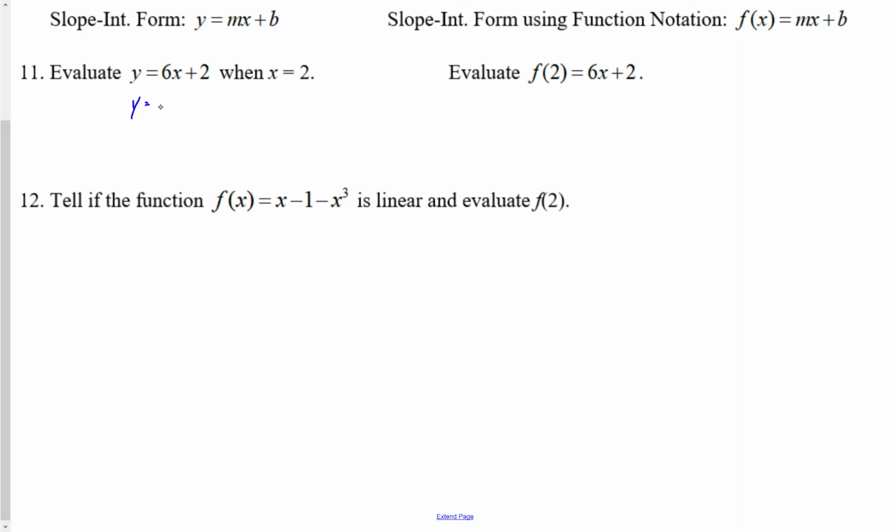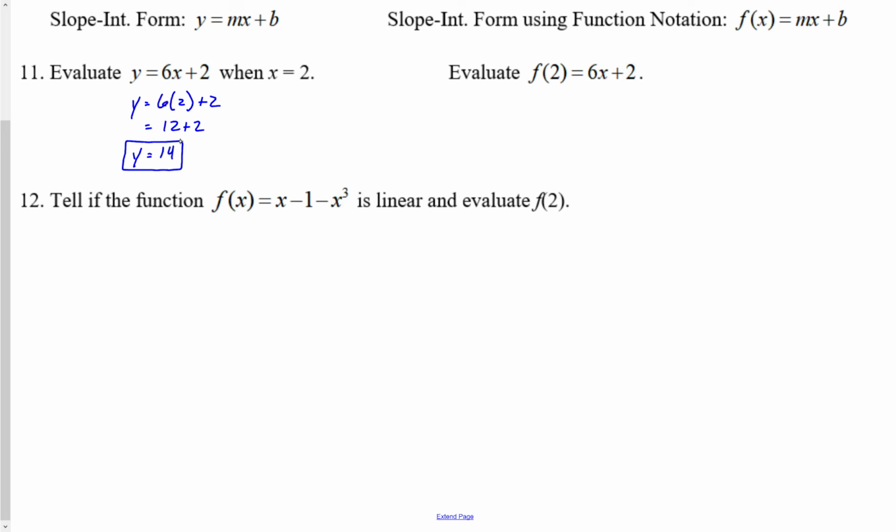So what we would need to do is show that we are substituting that value into our equation where we see that x variable, and now we use order of operations to simplify it. The first thing we'd have to do here is take the 6 times the 2 and get 12. Then we would add 2, and we would have y equals 14 as our evaluated answer.